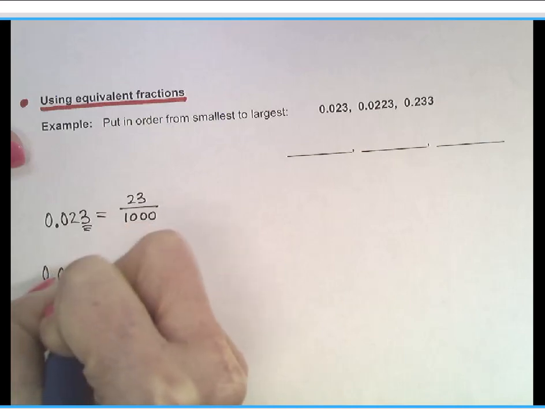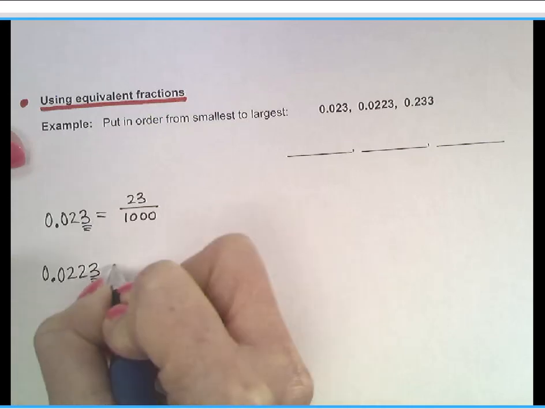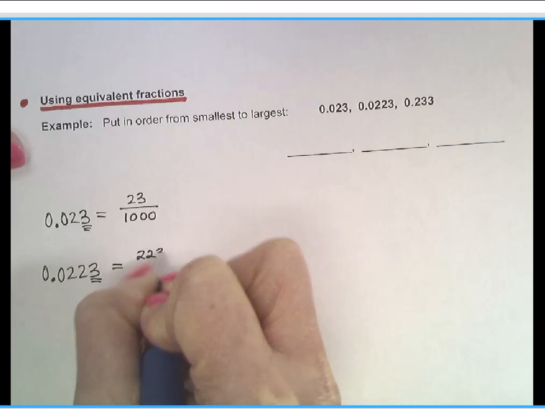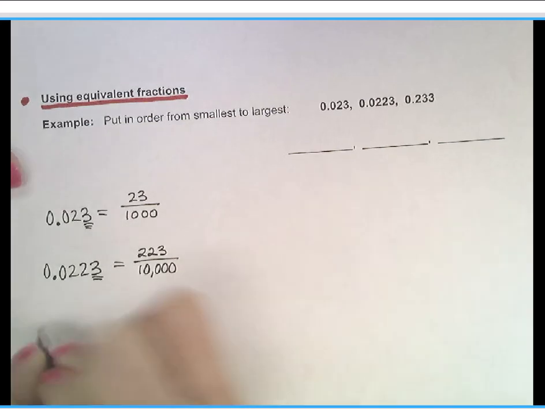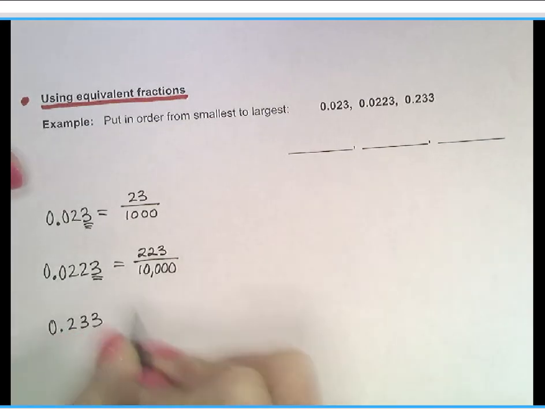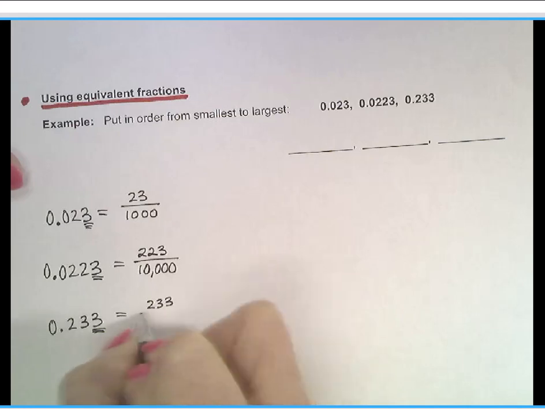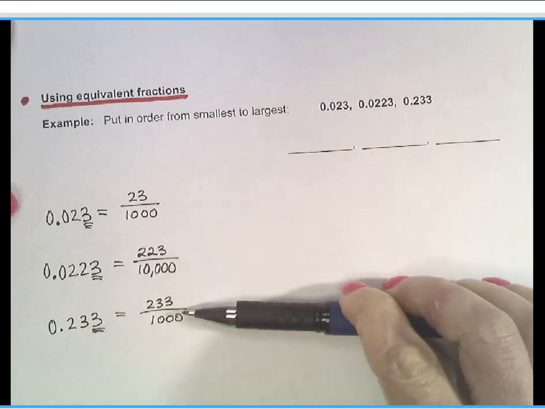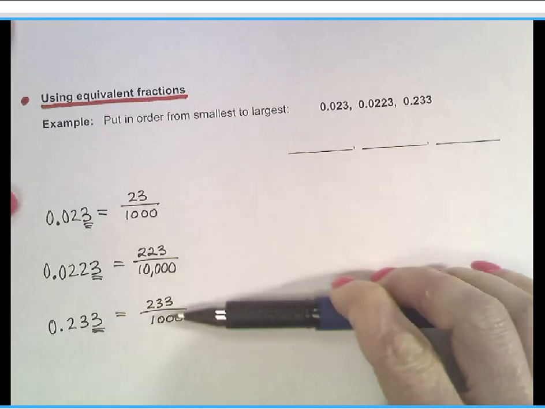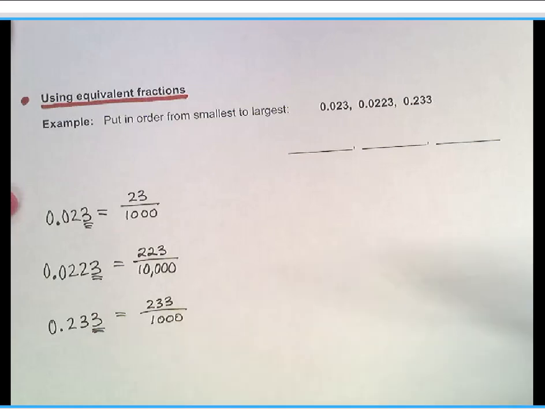Now the next one has 4 places behind the decimal, so that ends in the 10,000ths place. So that's going to be 223 10,000ths. And then the last number ends in the thousandths place, so that's 233 thousandths. If we were just comparing the first one and the last one, we'd be good to go because they both have 1,000 in the denominator. But we also have to compare them to the middle one. So the rule is you need them all to have the same denominator. So we're going to stick with this denominator of 10,000.